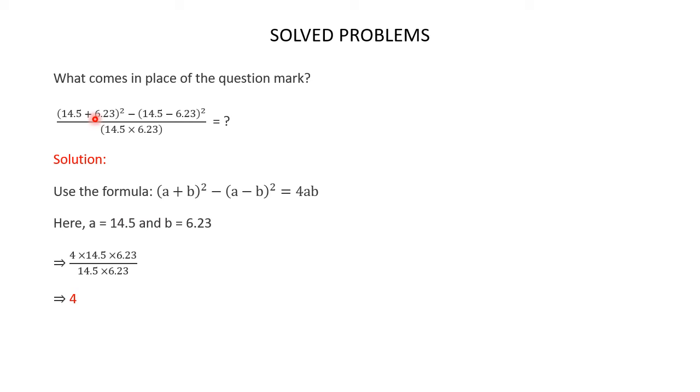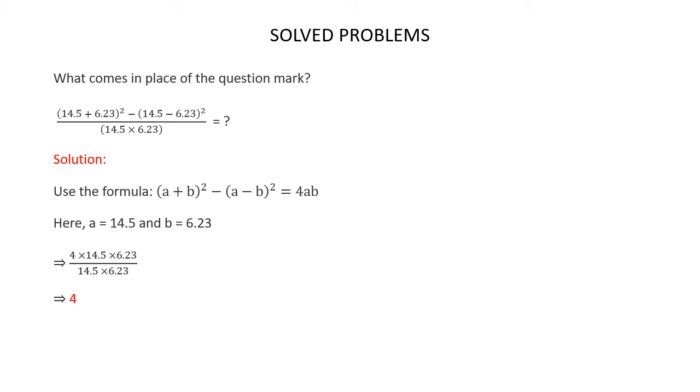numerator resembles a plus b the whole squared minus a minus b the whole squared. We know that a plus b the whole squared minus a minus b the whole squared is equal to 4ab. So the numerator is 4ab. Here in the question, a is 14.5 and b is 6.23.